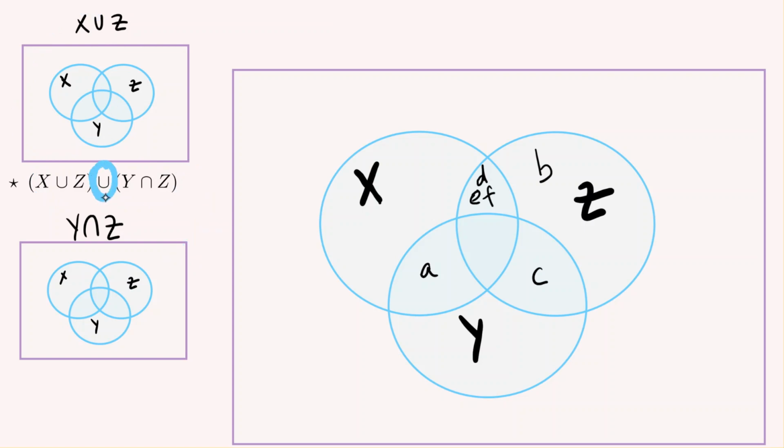So remember, x is all of this circle as labeled. Z is all of this circle as labeled. And union means combine everything from each together. So x union z will be both of these circles completely shaded.